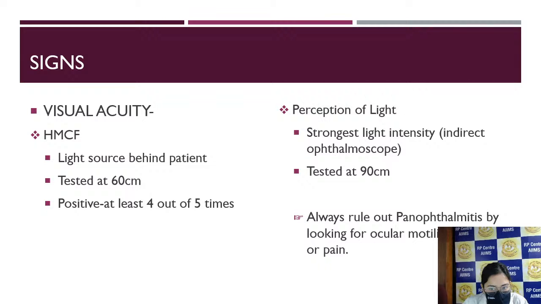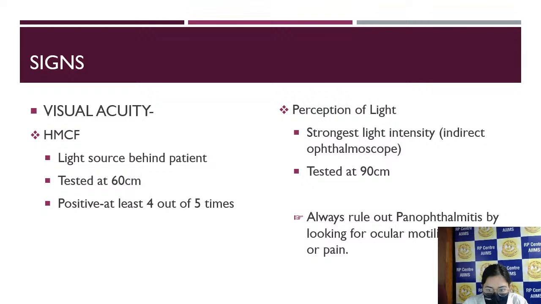According to the EVS, the ETDRS chart was first presented to the patient at 4 meters. If the patient could not read that, it was taken to 1 meter. And even if that was not possible, we do the tests of hand movement and perception of light. Hand movement is tested with the light source behind the patient, and we wave our hand. It is tested at 60 centimeters, and it is said to be positive if the patient responds at least 4 out of 5 times.